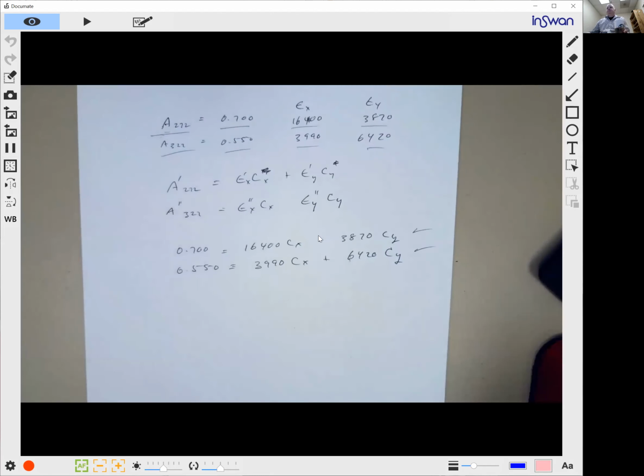So this is how I would do this. I'd break it down into two equations and two unknowns. You can solve for cx in this equation and then substitute that into the other. That'll be one equation only in cy, and you can solve for cy. Then substitute cy back and solve for cx. There's a variety of ways to do that.